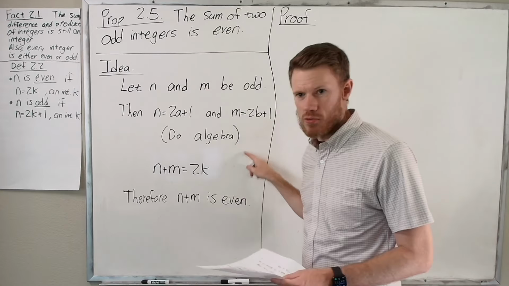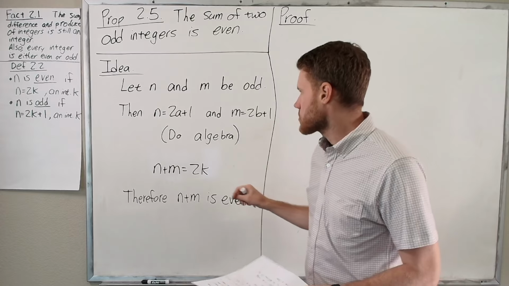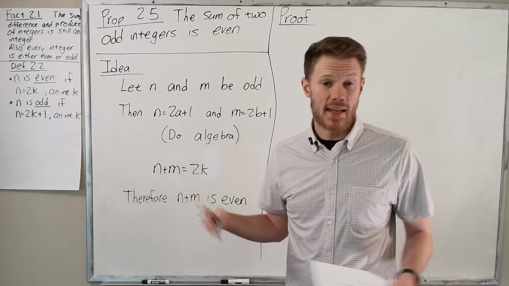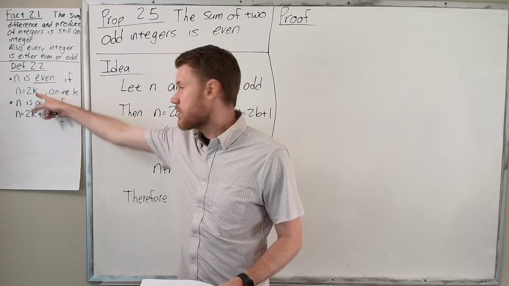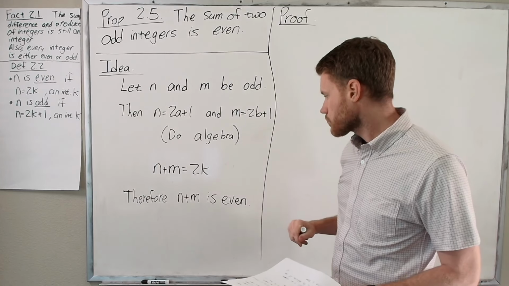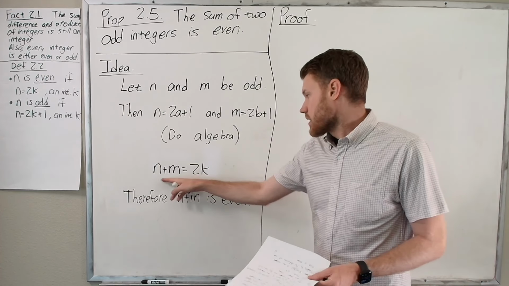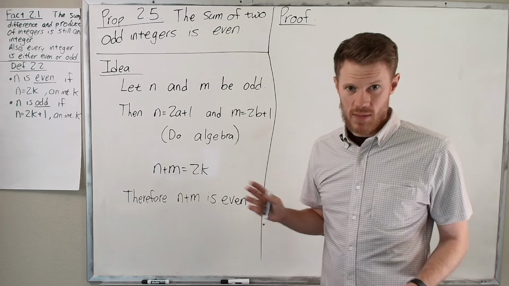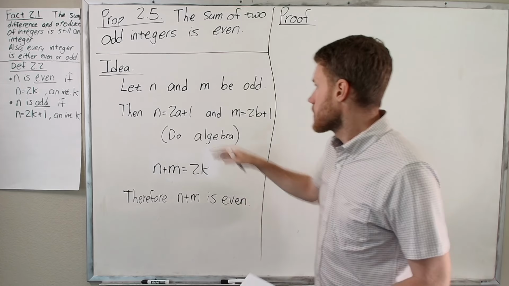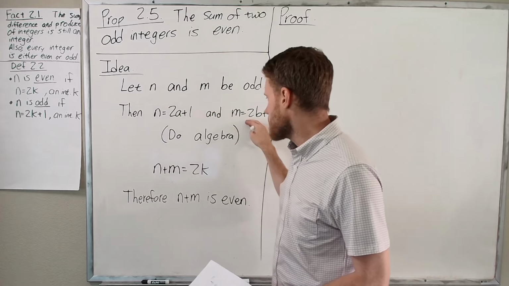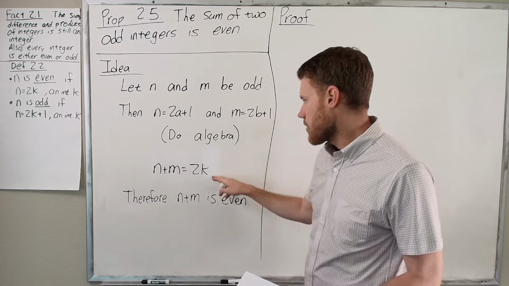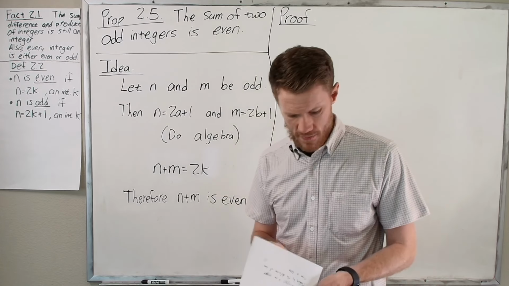And then some algebra happens. And the goal is to get down to the point where n plus m equals 2 times k. It's even. What does it mean to be even? It means you're twice an integer. And so therefore, it would be even. Okay, which is what we want to show. Make sense? So that's what we want to do. Give the variables names, apply definition 2.2, do some algebra, and then apply definition 2.2 one more time.